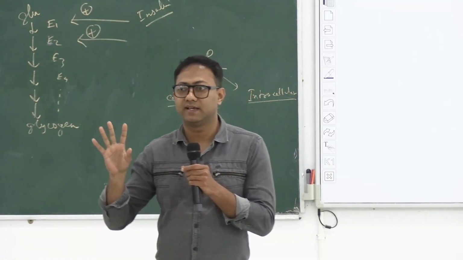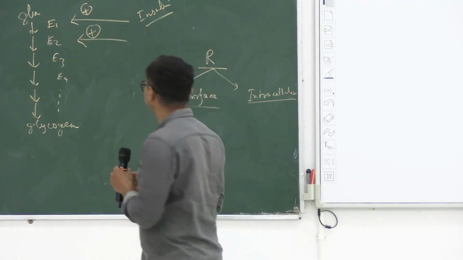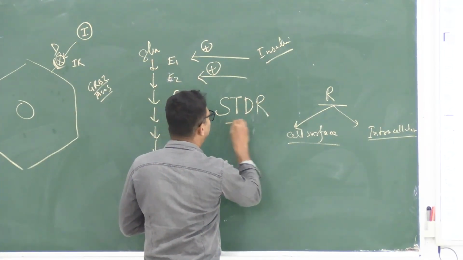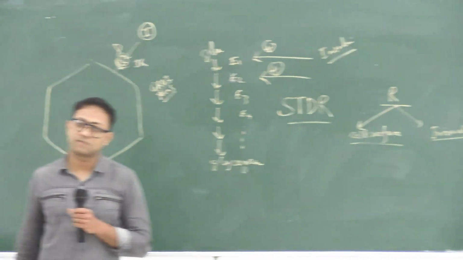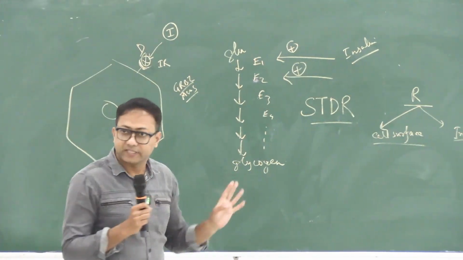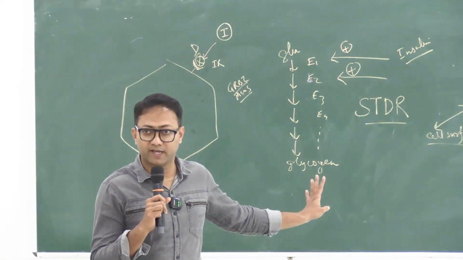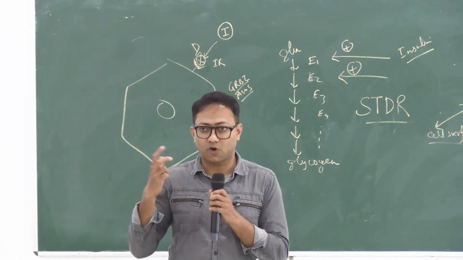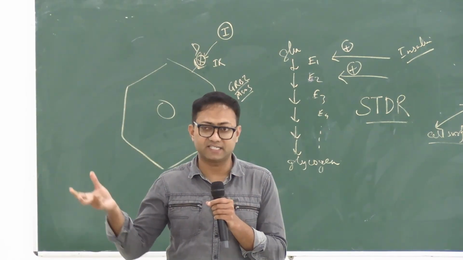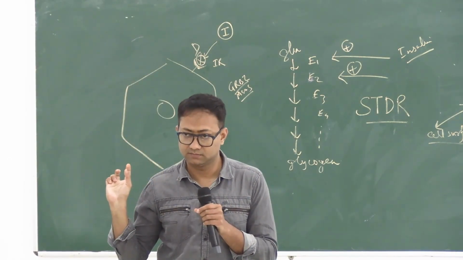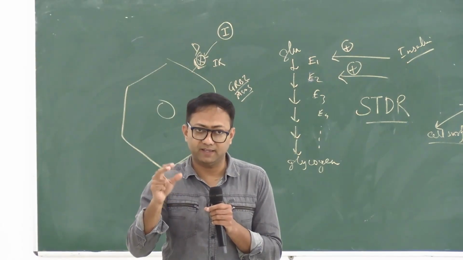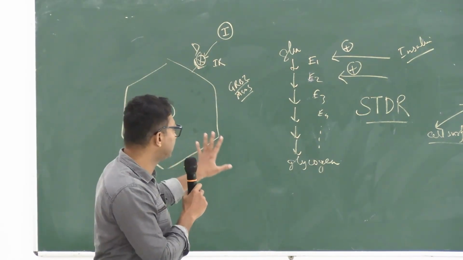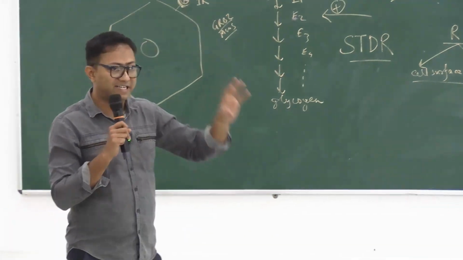The mnemonic is STDR. There is no fifth. There are only 4 hormones that have their receptors inside the cell, either in the cytoplasm or inside the nucleus. So there are 4 receptors that are intracellular.